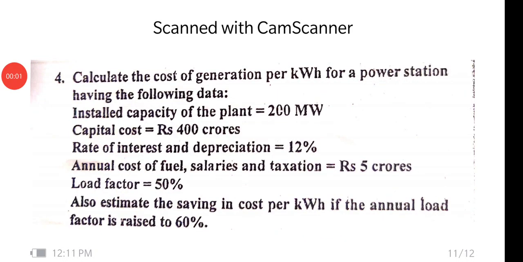Hello students, now we shall look at the fourth numerical on energy and environment module 2. Calculate the cost of generation per kilowatt hour for a power station having the following data. Installed capacity of the plant is 200 megawatt, capital cost is 400 crores, rate of interest and depreciation is 12%, annual cost of fuel, salaries and taxation is 5 crores, load factor is 50%. Also estimate the saving in cost per kilowatt hour if the annual load factor is raised to 60%.